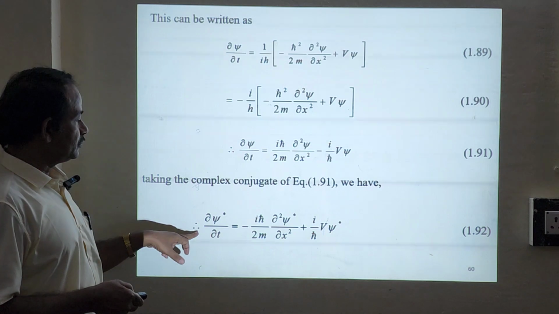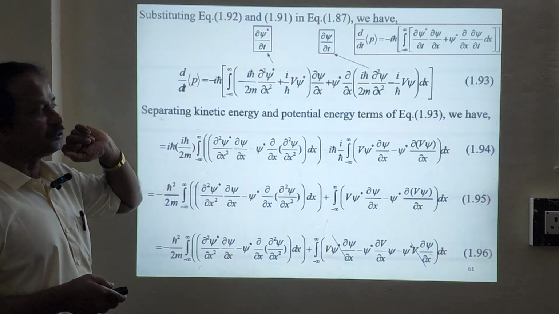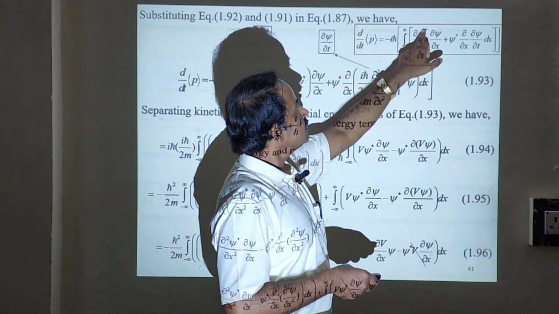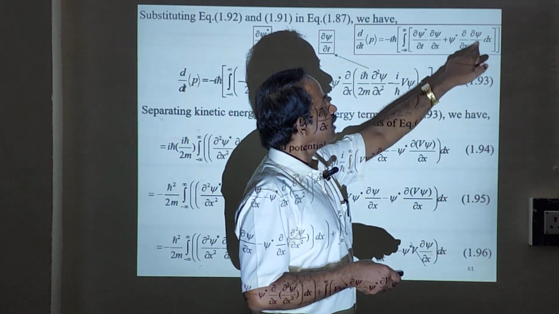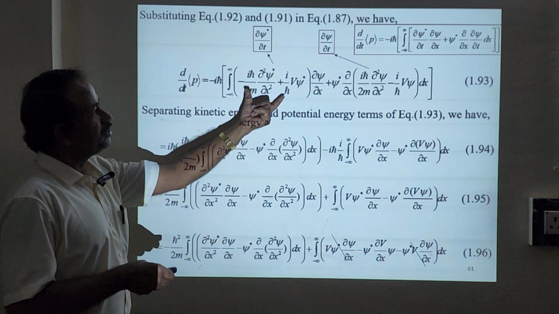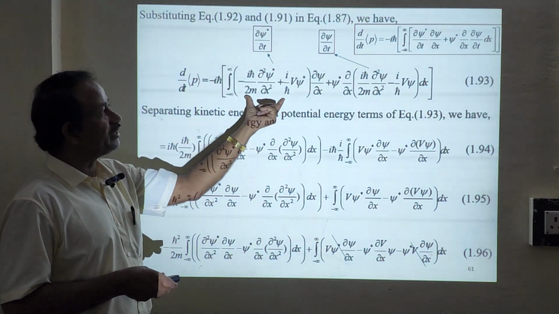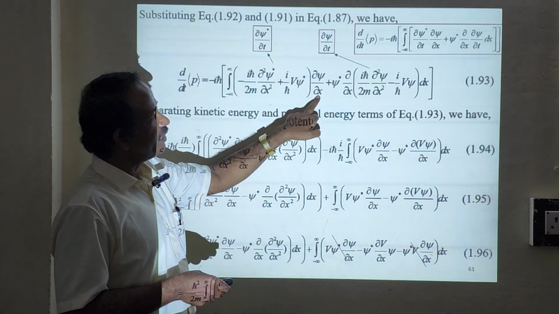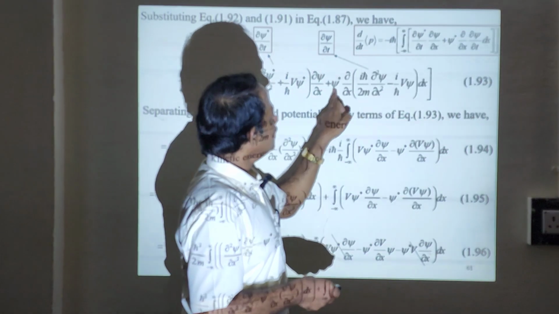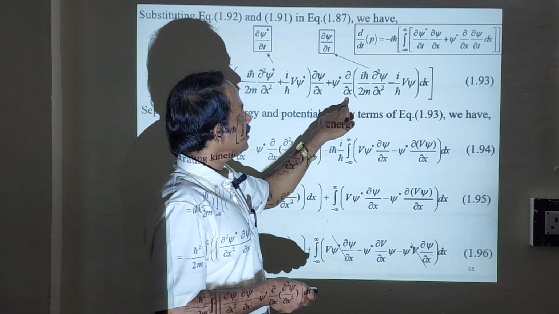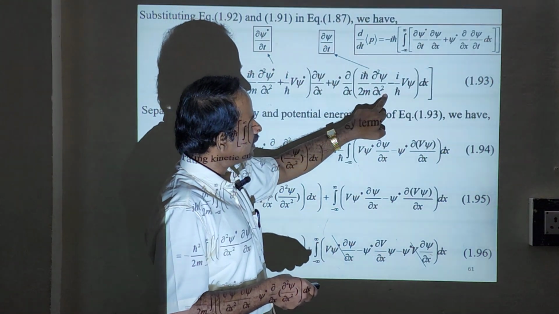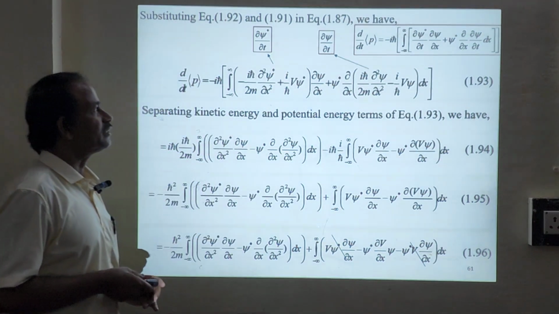We have the same argument as last time, for d psi by dt. Now we are going to substitute. So this is the equation, correct? We are going to substitute d psi star by dt and d psi by dt. This is the expression for d psi star by dt, and d psi by dx is here, plus psi star is here, partial d by dx is here. This is the expression for d psi by dt. I have written the second term, which is equal to 1.93.